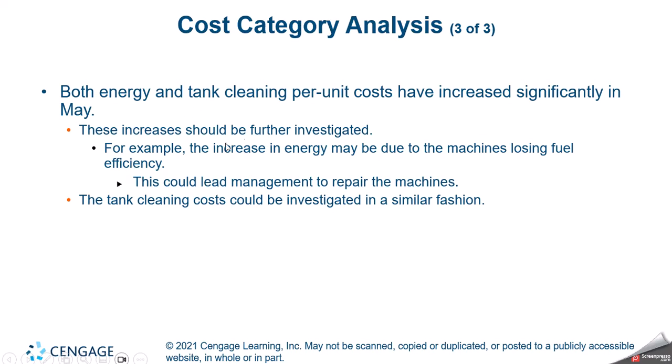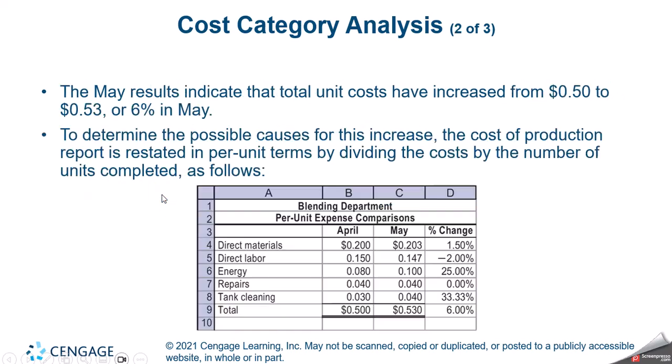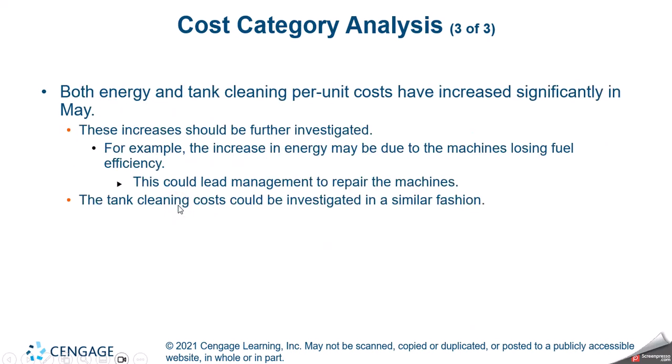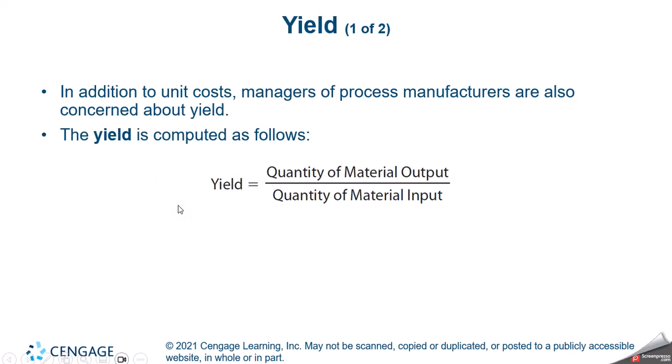So again, they would say, hey, we should probably look at this. Like, why is there such an increase in our energy? Why are these tank cleaning costs so expensive? Because looking back, those are the ones that jumped out at you, 25% and 33%. They looked very different between those 2 months. So those indicate that something management should probably look into.